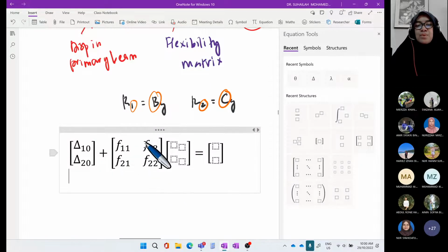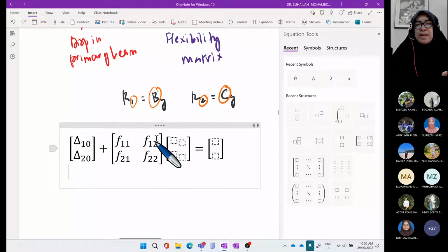Okay, so now we have the flexibility matrix, and it is a 2 by 2 matrix. The matrix is always symmetric, which means F12 will be equal to F21.